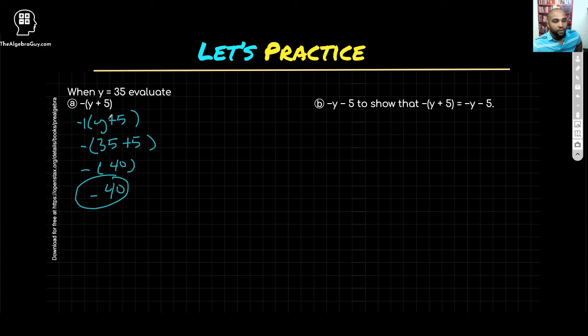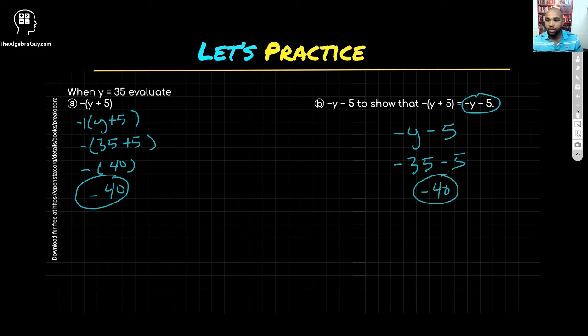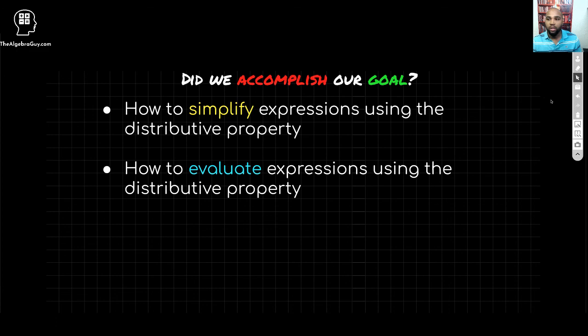So if I would have distributed this negative, we would have ended up with negative y, and negative 1 times 5 is negative 5. We would have ended up with this. So will I get the same answer? Well, let's find out. So negative y minus 5. Let's plug in 35 where the y is. And it ends up getting negative 35, minus 5 more does indeed give us negative 40. So yep, it works out.